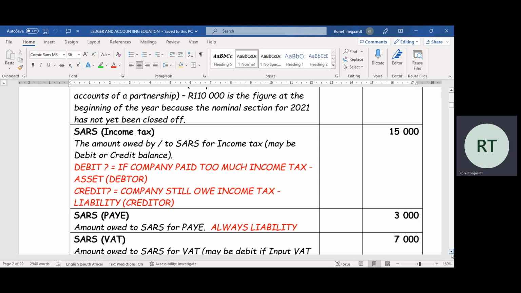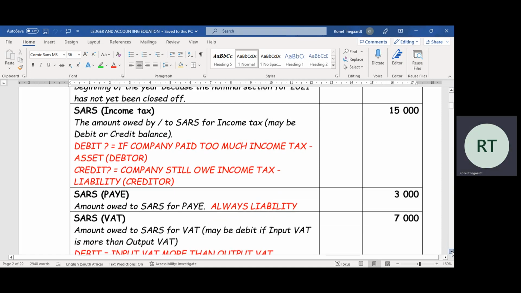As Sahid inkomstebelasting 'n kredietsaldo het aan die begin van die jaar, dan beteken dit die maatskappy het laas jaar te min belasting betaal, jy moet nou vir SARS betaal. So if SARS income tax has a credit balance at the start of this year, it's a liability, which means we didn't pay enough tax last year. You must pay it now, because SARS will give you 30 days and then they will start adding interest and they will start adding penalties. So debit saldo is 'n goeie ding, ons kan ons geld terugkry. Credit balance, bad thing, pay immediately. Is julle by daarmee? Right.